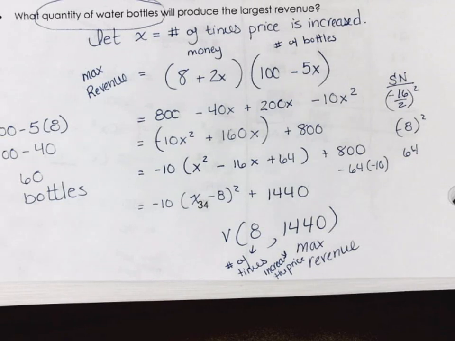And how much would we be charging per water bottle? Just as an additional question, because I like additional questions. How much am I charging per water bottle? Don't you just put it in? Yep. So, 24 bucks a water bottle, and I have to sell 60 water bottles, and I'll get a max revenue of $1,440. Not too shabby.